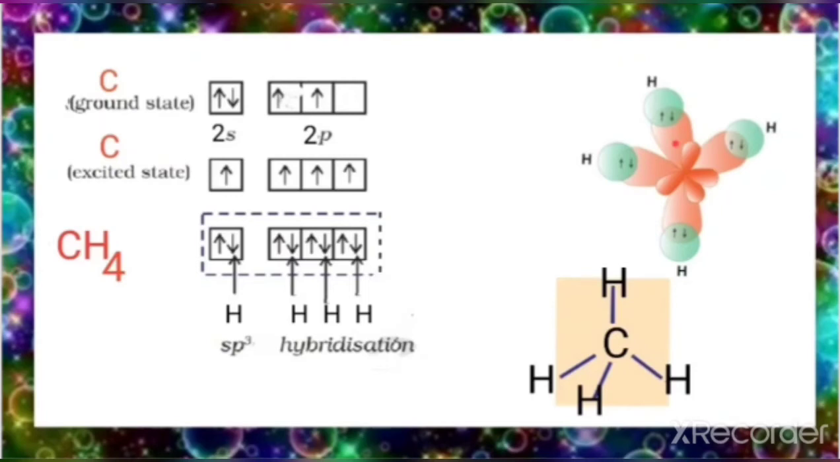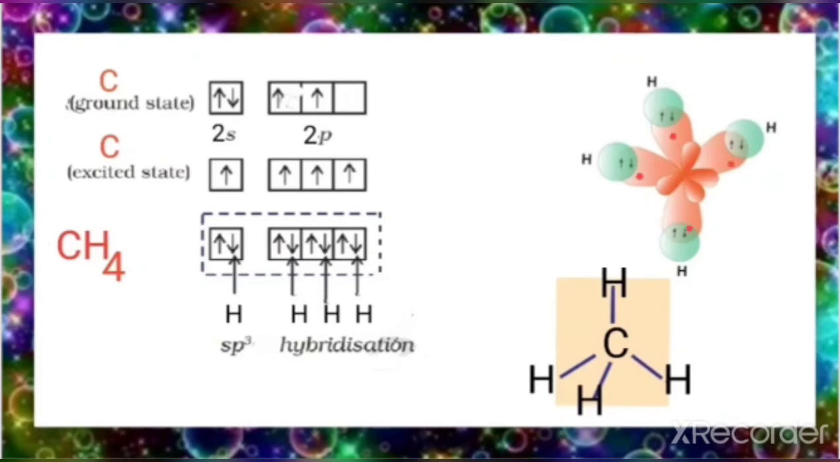So these 4 hybrid orbitals for the carbon atom are represented here. That is, the orange color shaded orbitals are the hybrid orbitals. What do we call these hybrid orbitals? Those are sp3 hybrid orbitals. So 1, 2, 3, 4. These are the sp3 hybrid orbitals of carbon.